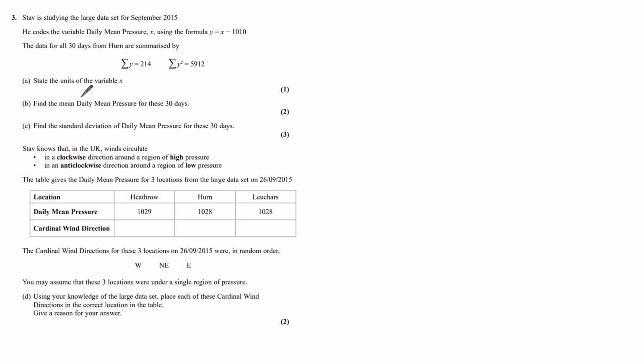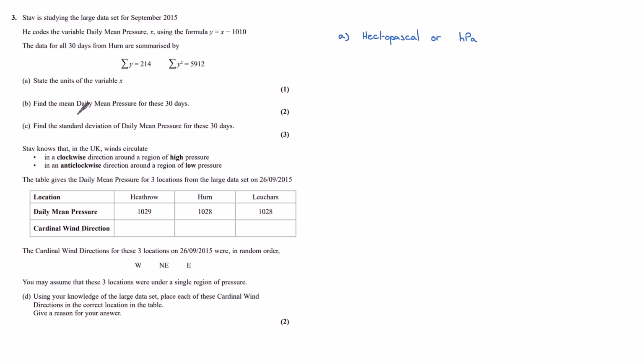Part A, state the units of the variable x. So x is daily mean pressure. So this is something we need to know as information from our large data set. So it's measured in hectopascals, which is written as HPA.